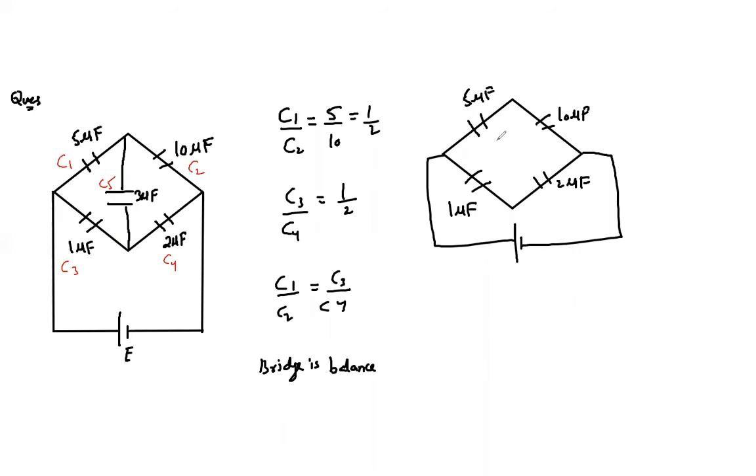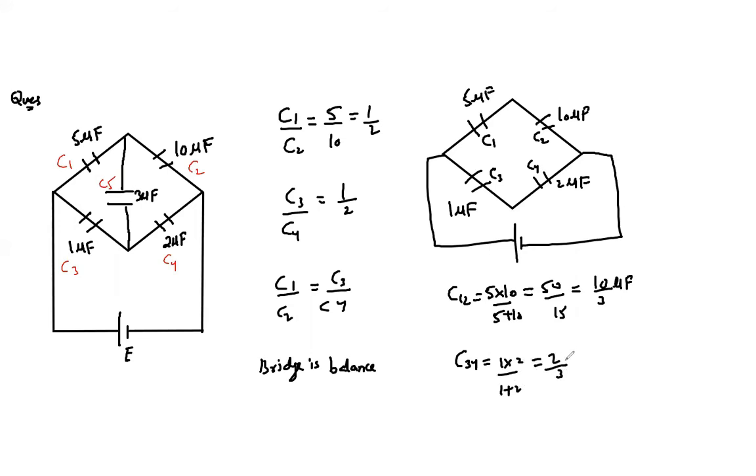So this 5 and 10, this is C1 and this is C2. This is C3 and C4. See, C1 and C2 are in series, C3 and C4 are in series, and the combinations are in parallel. So C12 is the series combination of 5 and 10, which is 5 into 10 by 5 plus 10, which is 50 by 15, which is 10 by 3 microfarad. Similarly, C34 is 1 into 2 by 1 plus 2, which is 2 by 3 microfarad.